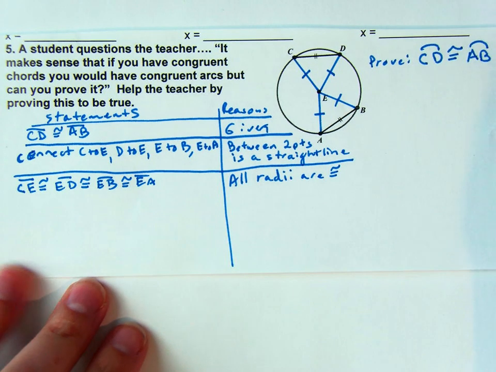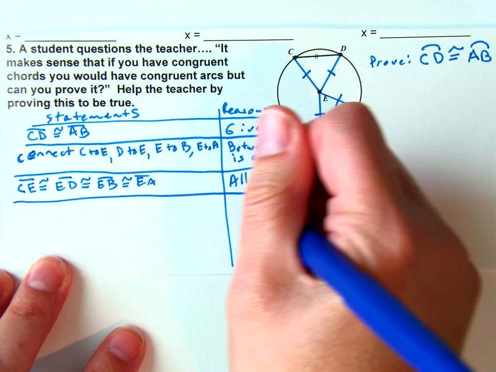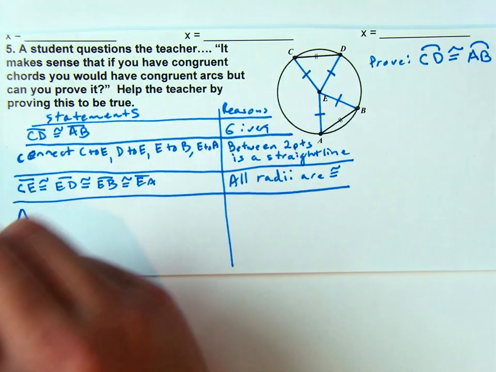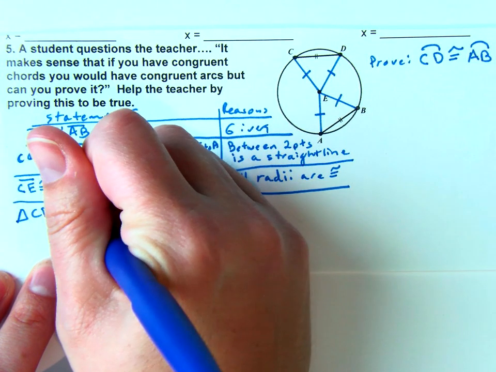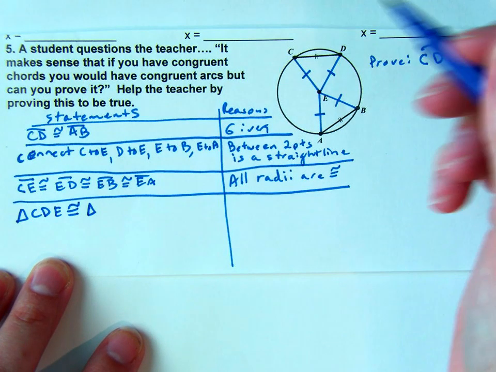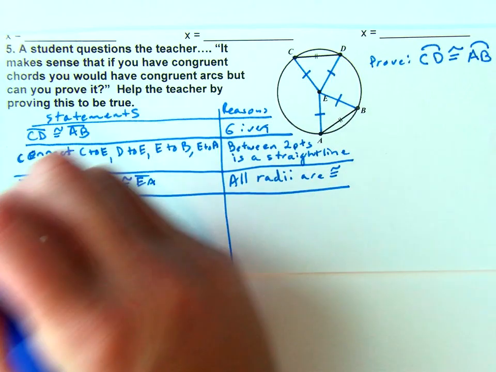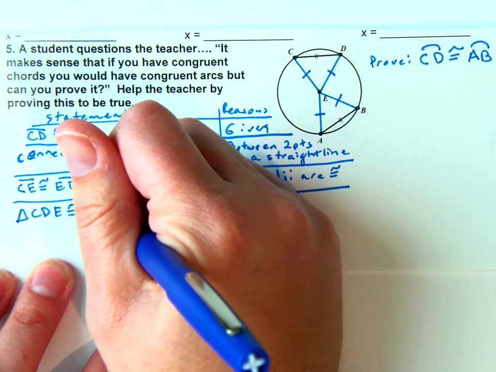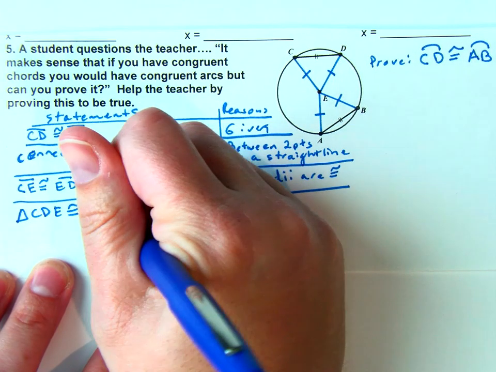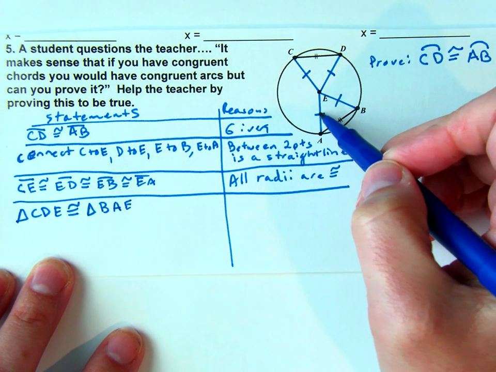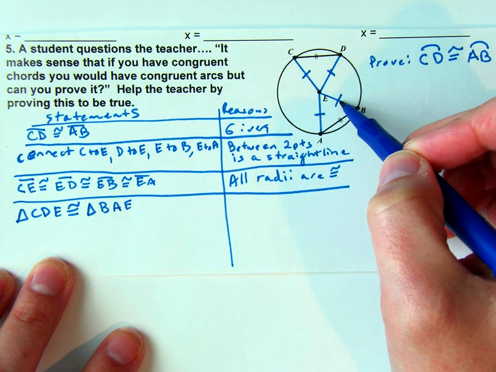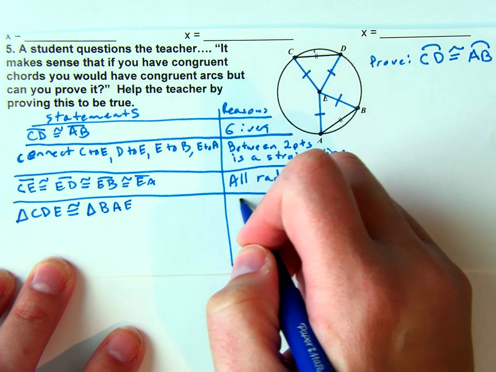Okay. Now, if I look at those, I can easily see that this top triangle and this bottom triangle are congruent. So triangle CDE is congruent to triangle BAE. C corresponds with B, D with A, and E with E. And we know that because we have a side congruent to a side, another side congruent to another side, and the third set of sides. So this is side, side, side.